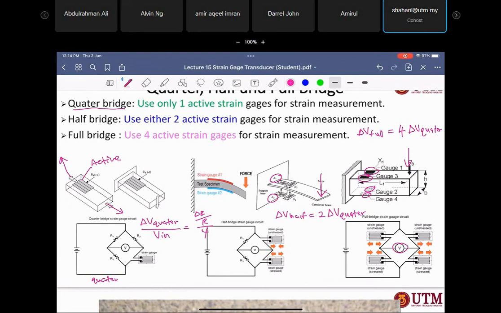Any questions, guys? Okay. Slow down, because you haven't eaten yet, right? Slow down. No questions? Okay, good. So that's the 3 types.